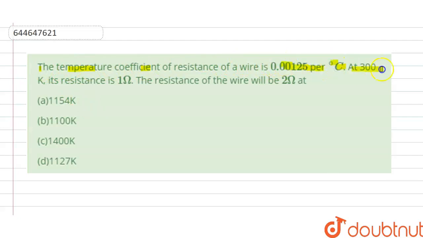Hello students, today our question is: the temperature coefficient of resistance of a wire is 0.00125 per degree Celsius. At 300 Kelvin its resistance is 1 ohm, and the resistance of the wire will be 2 ohm at what temperature? We have to find the temperature. Options A, B, C, D are given here.